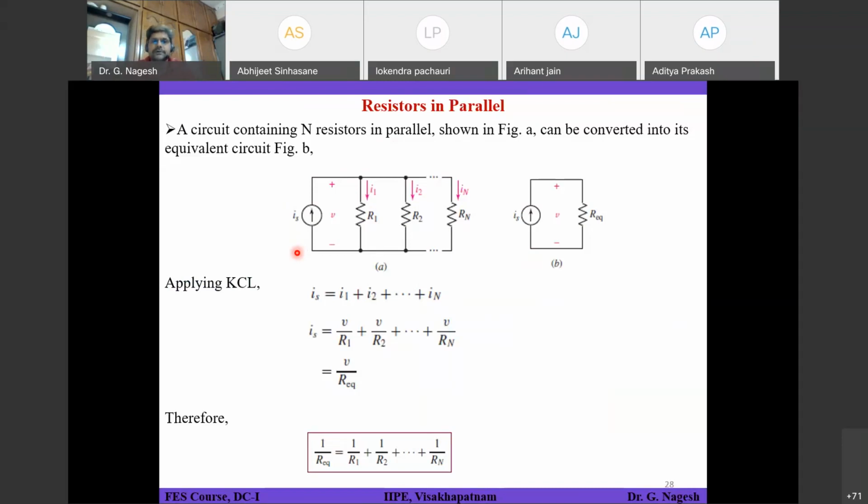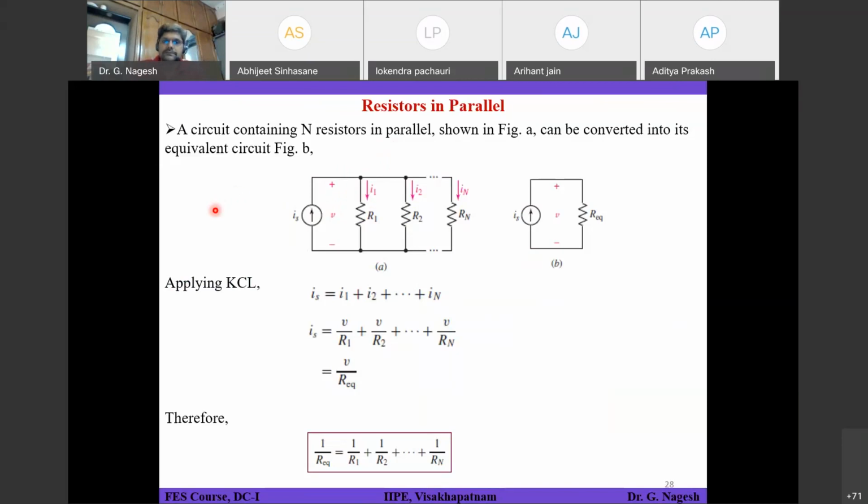Okay, so they have also already given some voltage here. Considering the bottom node as your reference, they have given some voltage value V with polarity. So what will happen if you apply KCL? The sum of incoming currents is equal to the sum of outgoing currents. So IS is equal to I1 plus I2 plus I3 and so on up to IN.